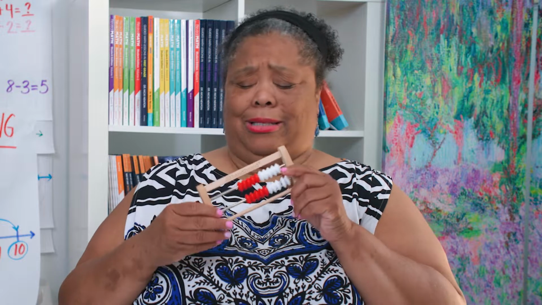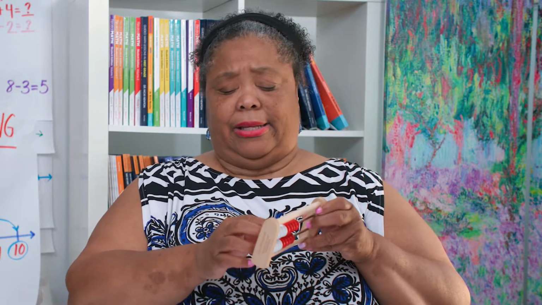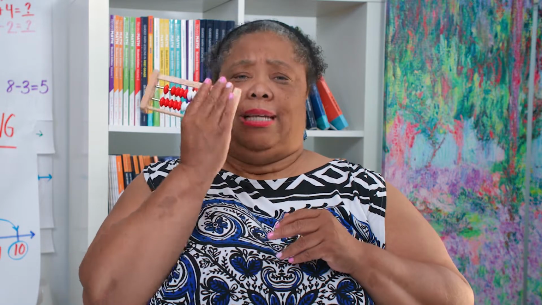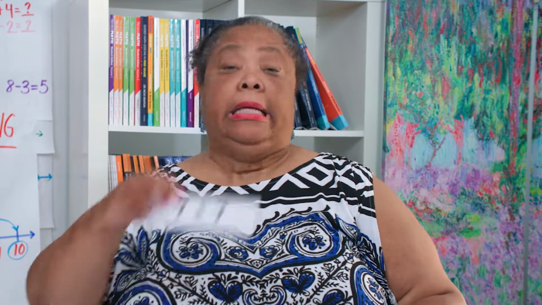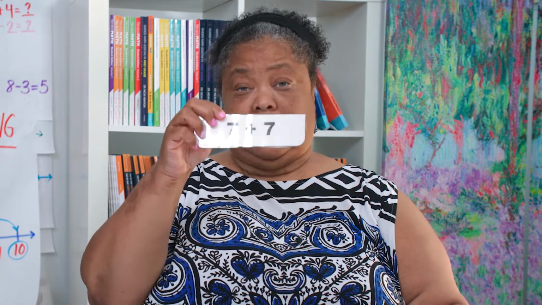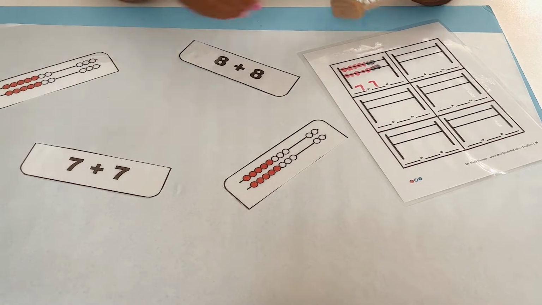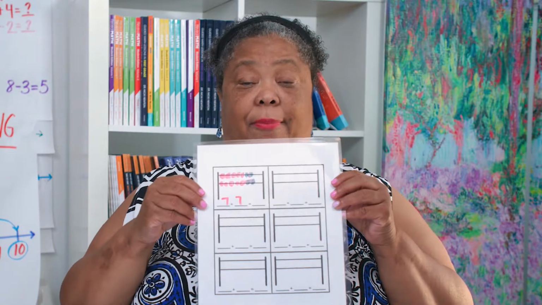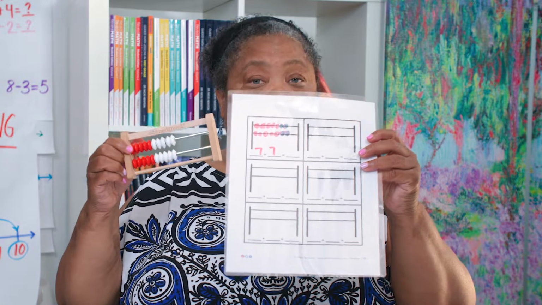I love the Rekenrek. It's a beautiful tool. And so now I can have the kids show me doubles on the Rekenrek. You know, what is 7 plus 7? But I could also show the kids the abstract and say, build that on your Rekenrek. And then I could say, oh, I want you to record that on your Rekenrek paper. Or build the doubles and then record it.